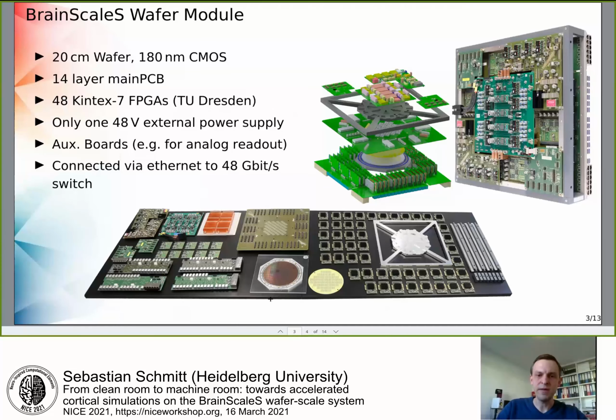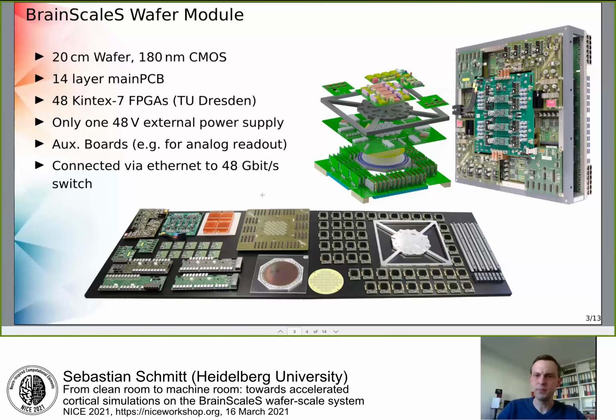But again, a wafer alone is not enough. You need something to house the wafer, to distribute power and to distribute input and output. And this 20 centimeter wafer is then put in a so-called BrainScaleS wafer module, where it is attached to a 14-layer main PCB, and communication is done via 48 FPGAs, and they are connected via Ethernet.